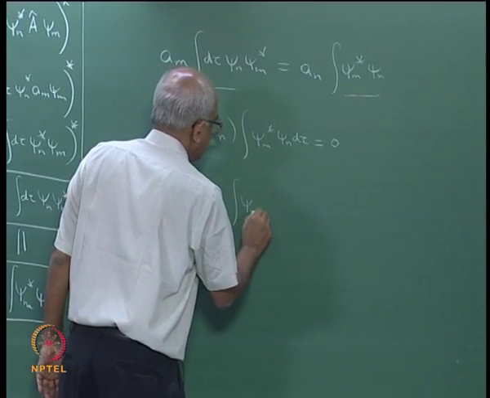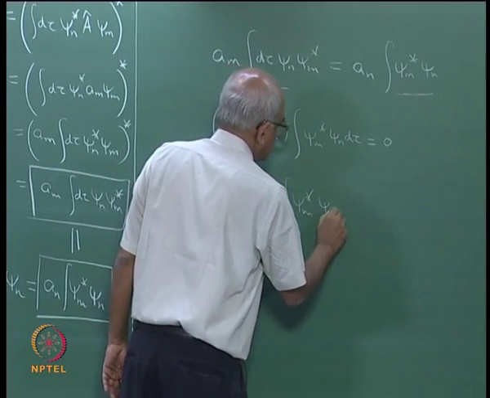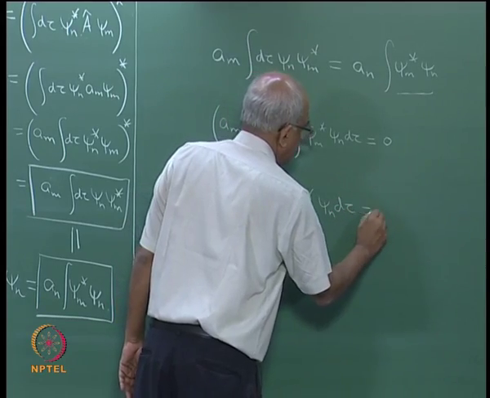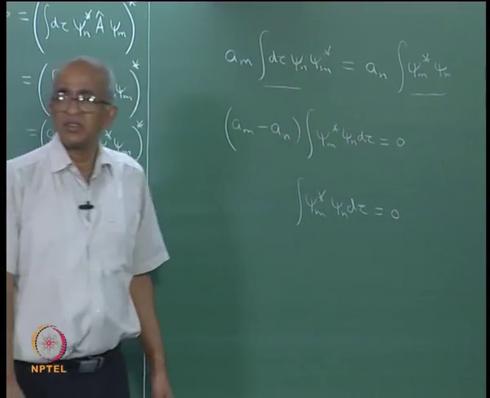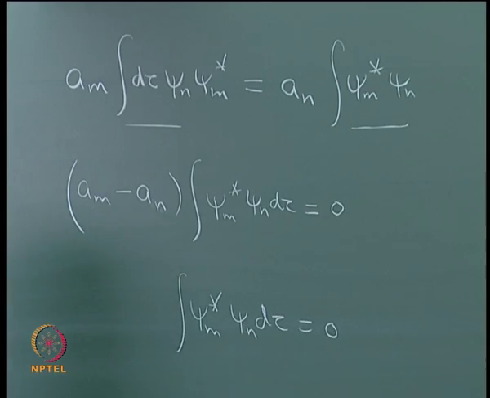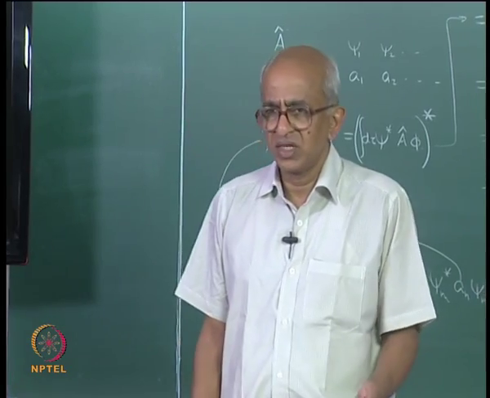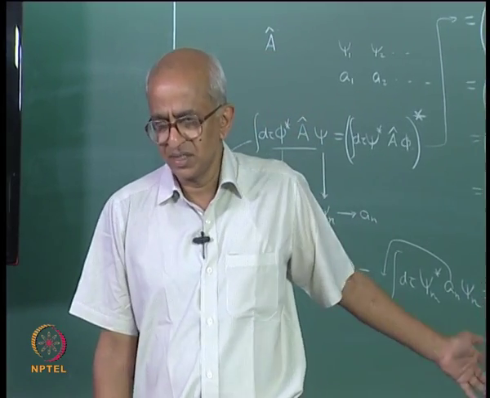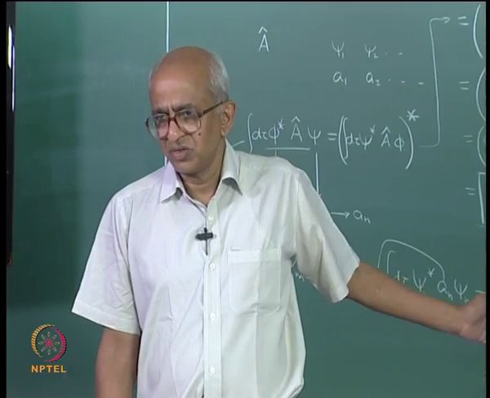You find that the mth eigenfunction must be orthogonal to the nth eigenfunction. We have seen examples of this, for example, in the case of particle in a one dimensional box or harmonic oscillator. Even in the case of the hydrogen atom, you can show that this is valid.